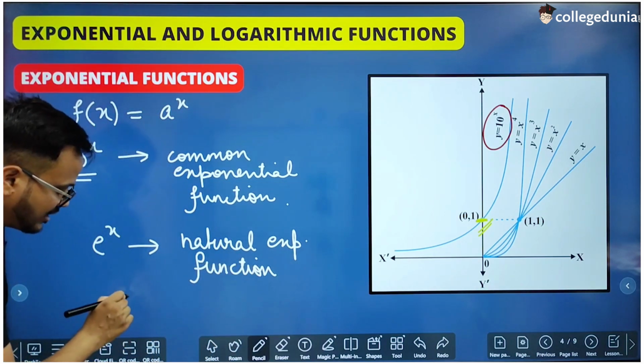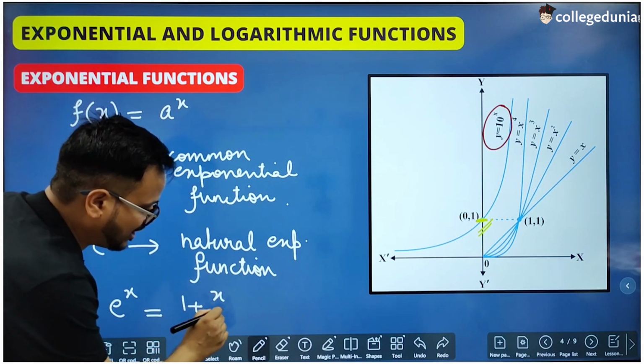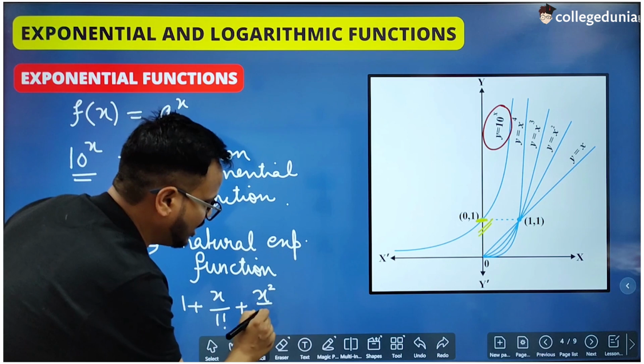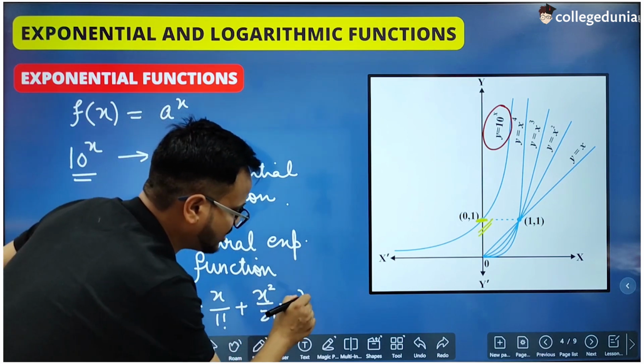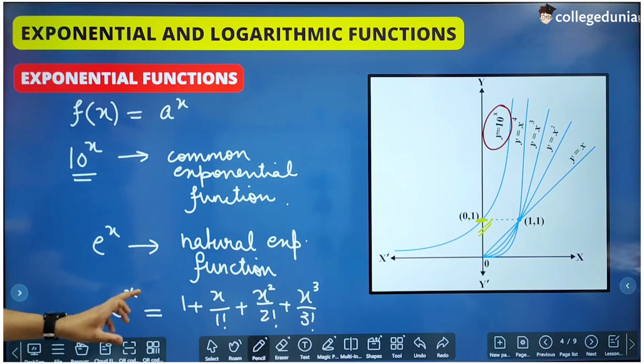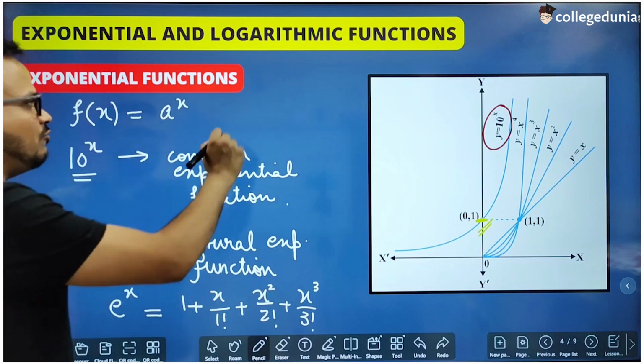E raised to power x is a series: 1 plus x by 1 factorial plus x square by 2 factorial plus x cube by 3 factorial and so on. The short name of this series is e raised to power x. So the value of e is what?